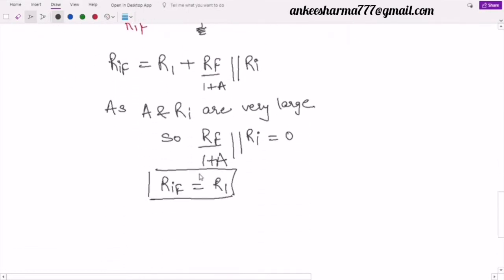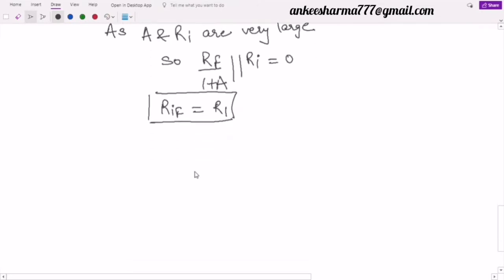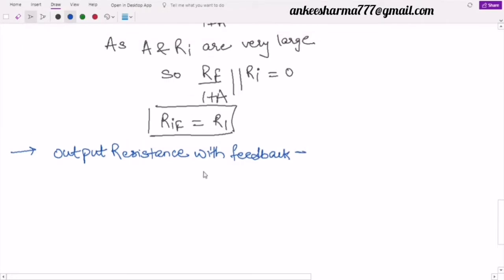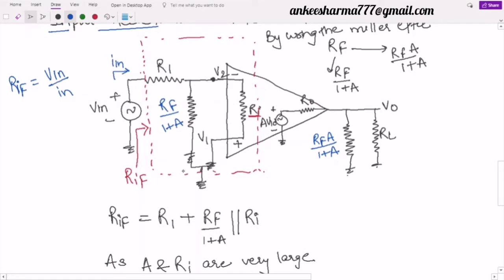Now, next we are going to discuss the output resistance with feedback. So third case is output resistance with feedback. So what is this output resistance with feedback? Nothing but the resistance that we will see when we look from the output. जब हम यहाँ से देखेंगे तो जो हमें resistance मिलेगी, that will be my output resistance, and we will consider here my total feedback circuit. So how we will calculate, let's discuss it now.